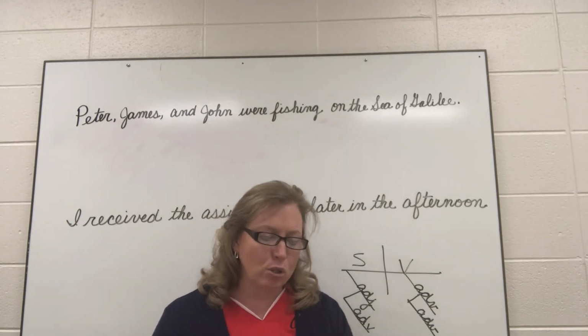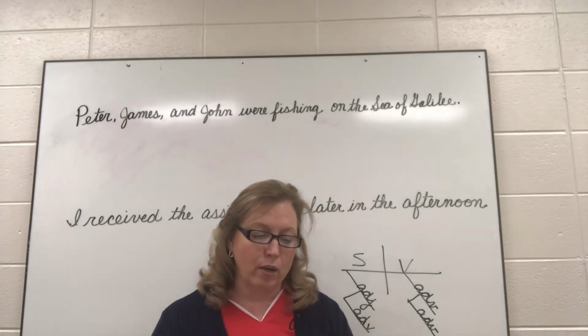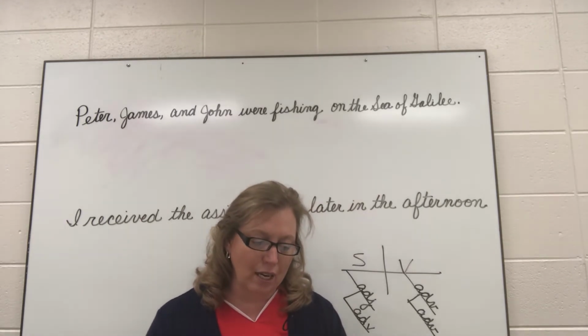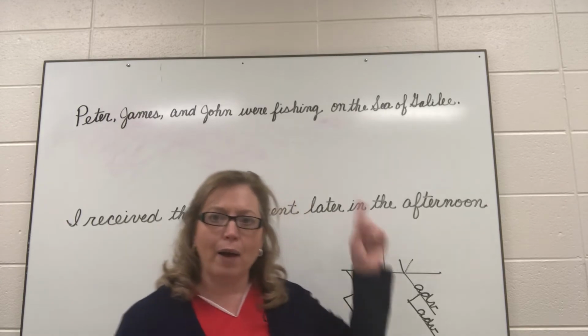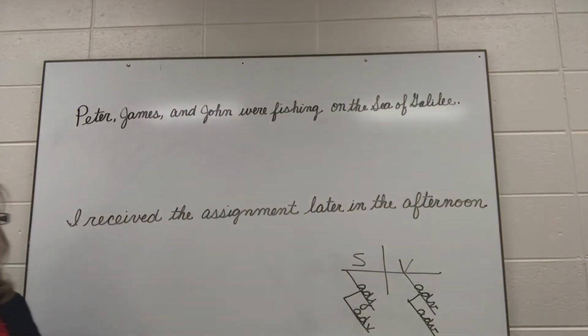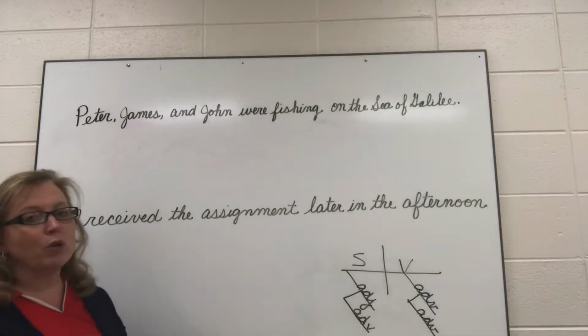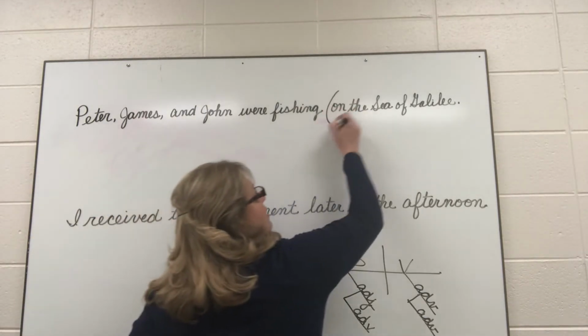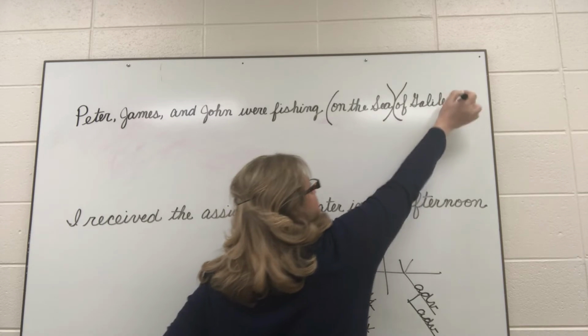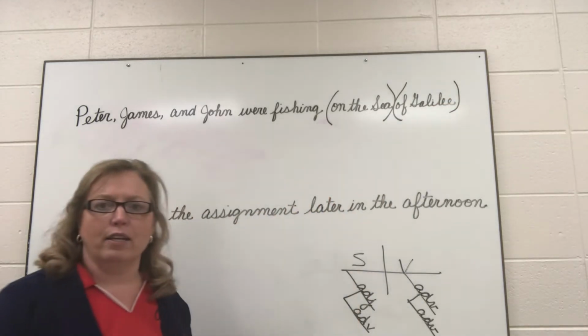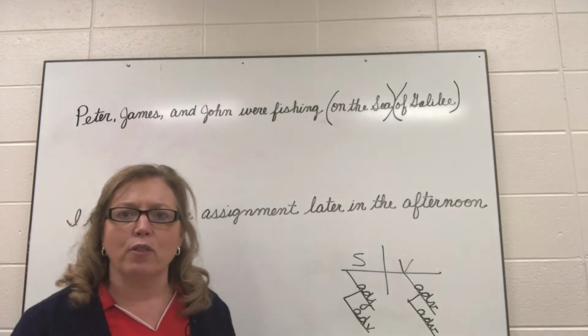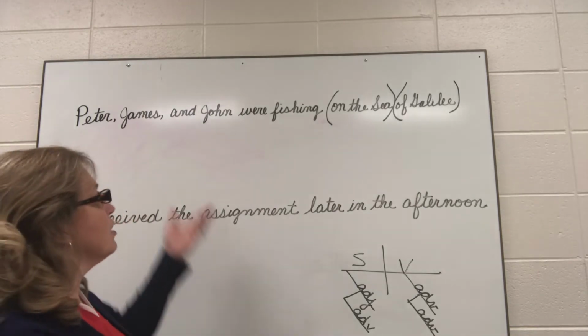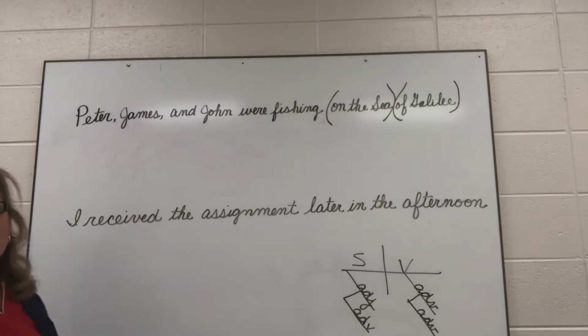Okay, let's look at number 1 in your book. Peter, James, and John were fishing on the Sea of Galilee. I wrote the sentence on the board for us. The first thing we're going to see is prepositional phrases. Well, the first prepositional phrase is on the sea, and the second is of Galilee. So put parentheses around those. Okay? Next, look for your verb.